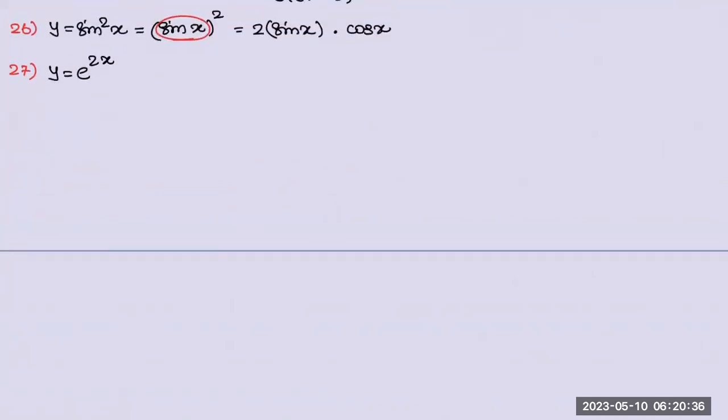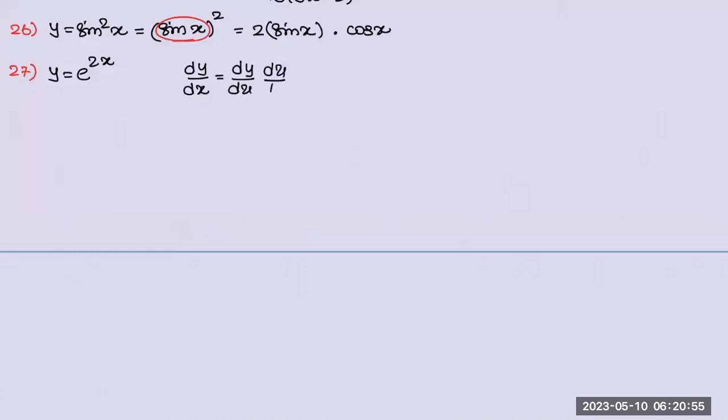Y is equal to e power 2x. How to deal with it? E power 2x. I will do it in a detailed way. So dy by dx can be written as dy by du into du by dx. Good. I need to define u. U is 2x. Then the function y will be equal to e power u.